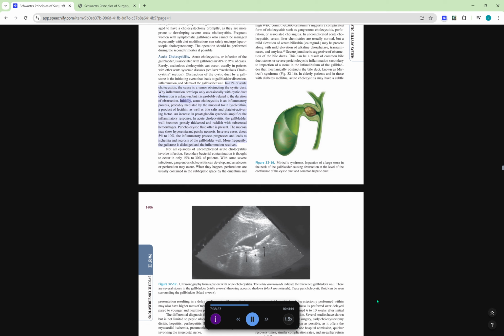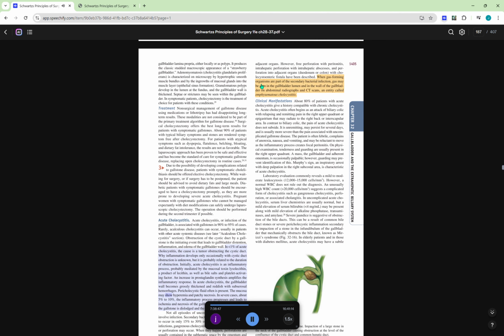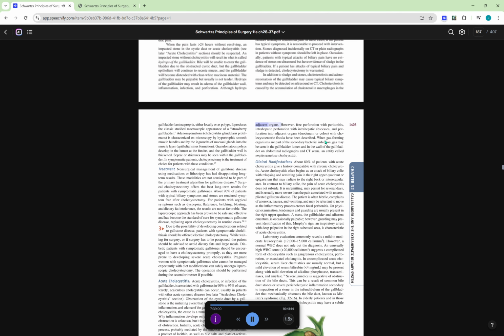Why inflammation develops only occasionally with cystic duct obstruction is unknown, but it is probably related to the duration of obstruction. Initially, acute cholecystitis is an inflammatory process, probably mediated by the mucosal toxin lysolecithin, a product of lecithin, as well as bile salts and platelet activating factor. An increase in prostaglandin synthesis amplifies the inflammatory response. In acute cholecystitis, the gallbladder wall becomes grossly thickened and reddish with subserosal hemorrhages. Pericholecystic fluid often is present. The mucosa may show hyperemia and adjacent organs.